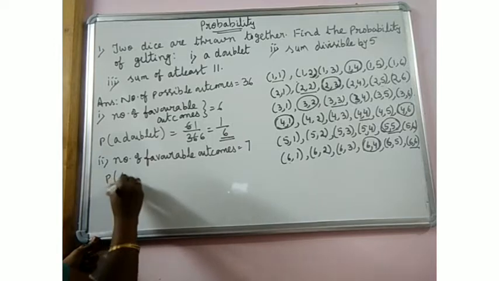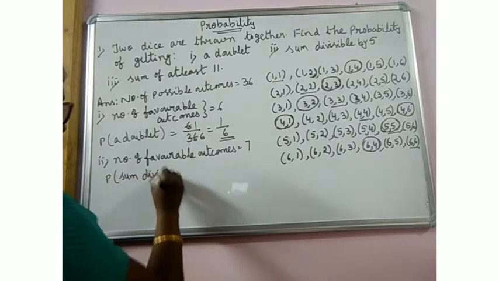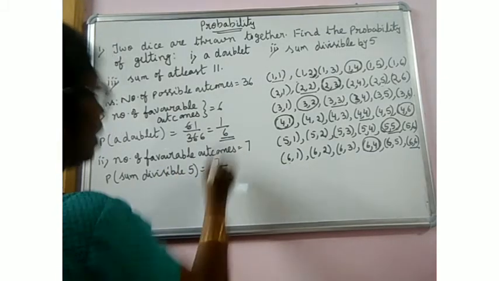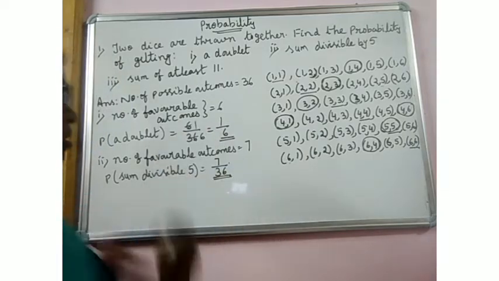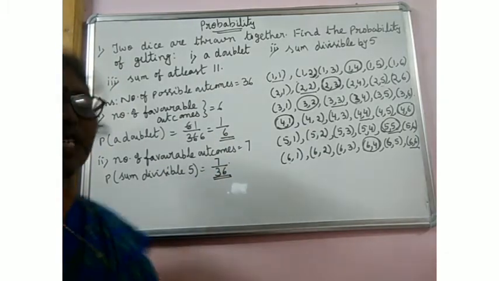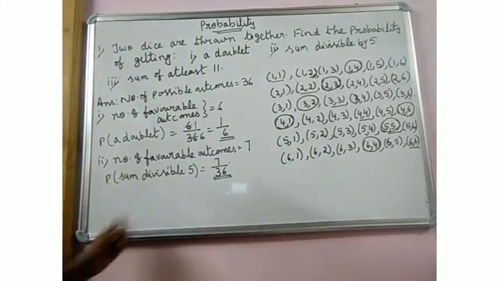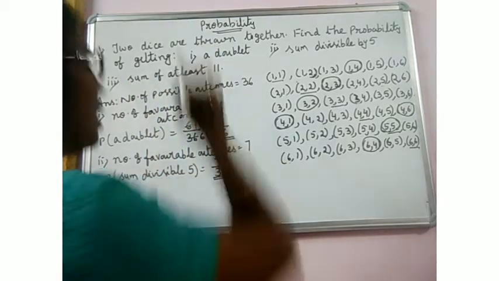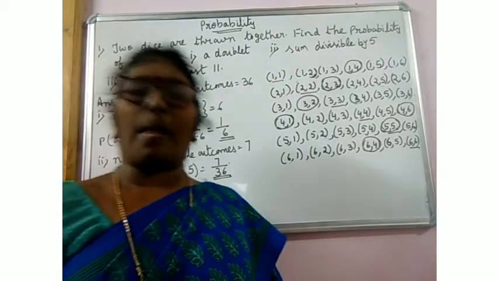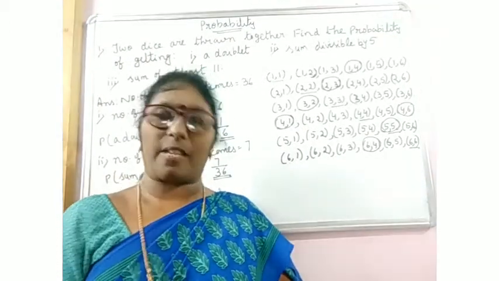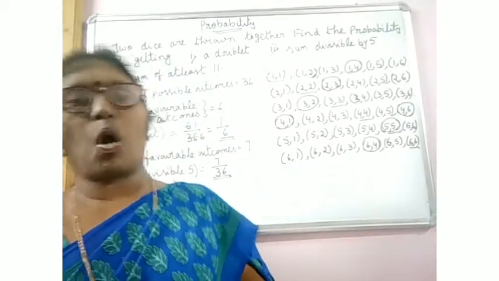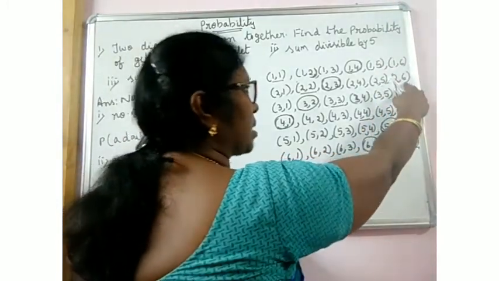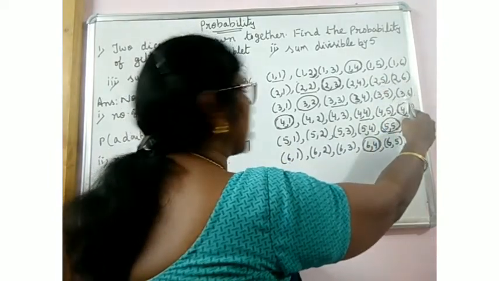So probability of getting a sum divisible by 5 is equal to favorable outcomes 7 and possible outcomes 36. This itself is in simplest form, so we cannot simplify it. And your third bit is a sum of at least 11. At least 11 means the sum should be 11 or more than 11. So you see 1,6 sum is 7; 2,6 is 8; 3,6 is 9; 4,6 is 10.